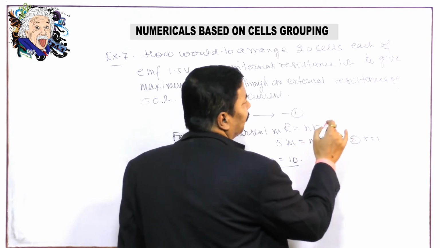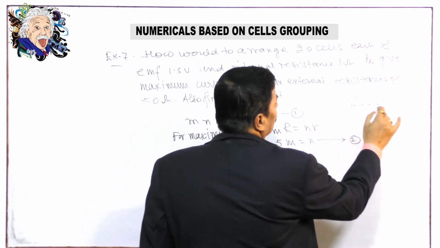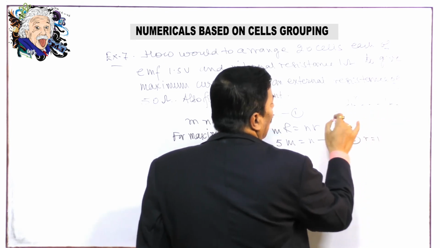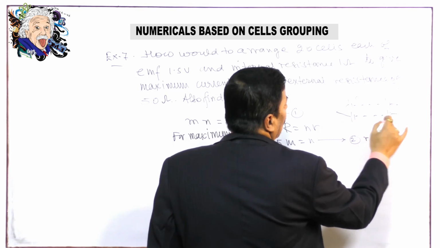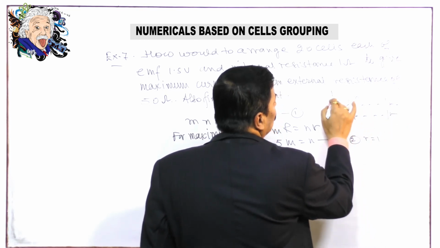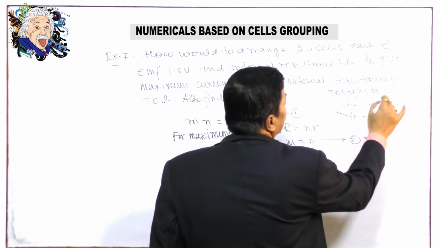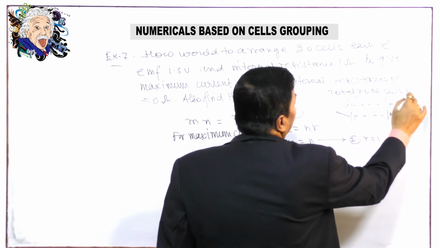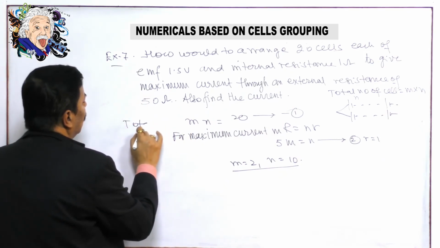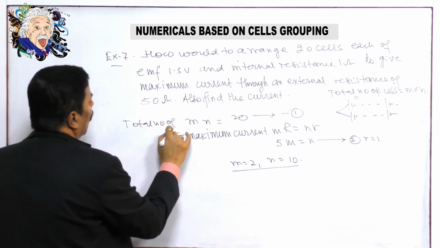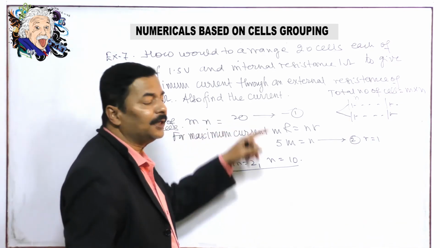Now here you see, I have discussed in the theory discussion that if n cells are there in each row and m rows are there, then the total number of cells is m into n. This is your total number of cells. This you have understood. So m into n is 20.